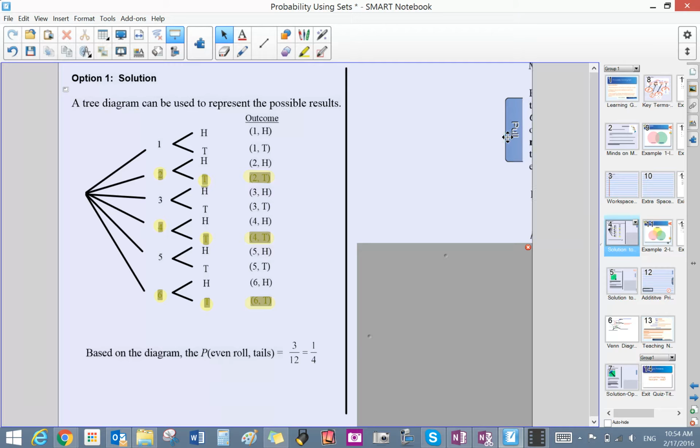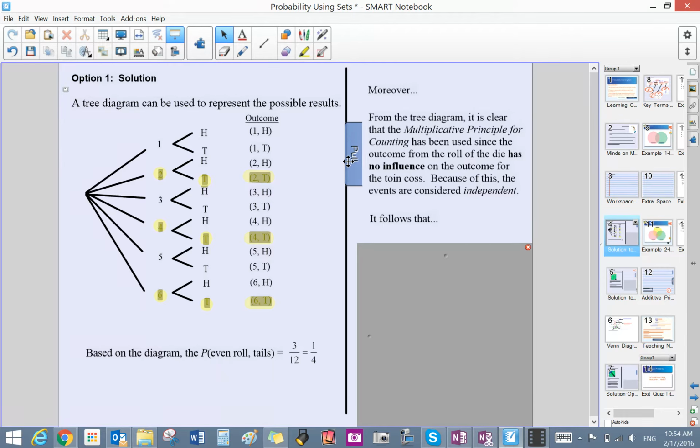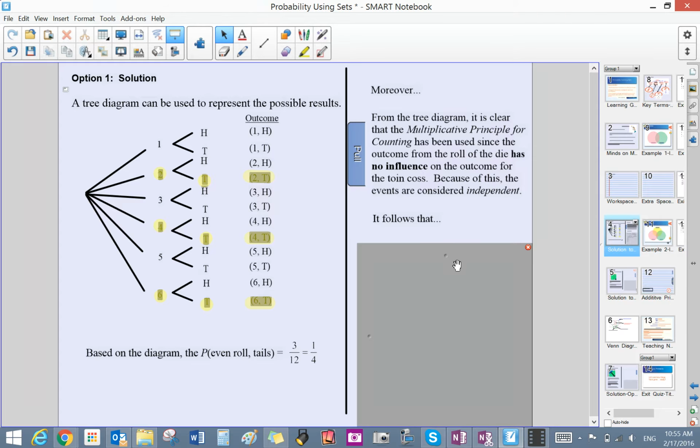So some added information in terms of note taking. Okay, this is important. What has just been used with the tree diagram is not the additive, but what we call the multiplicative principle from counting. Right? So independent events, as you can see here, they have no influence on one another. So what we say is, in general, the probability of it being even and tails depends on the number of those specific outcomes observed divided by the total.